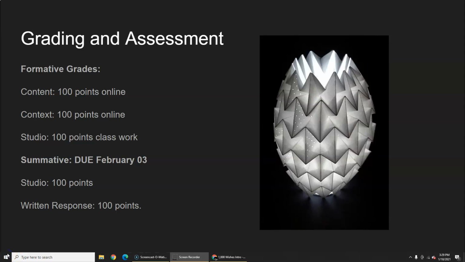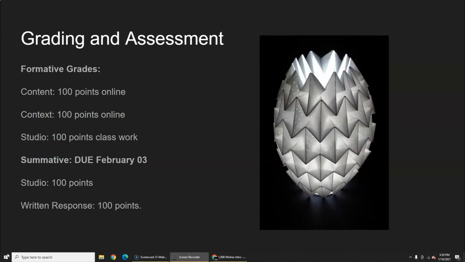Grading and assessment. For your formative grades, your content, you have 100 points altogether online. That's 25 points for each of the 4 days. Context, 100 points online. Again, 25 points for the days. And studio, 100 points of classwork. That's formative studio, where you are learning the folds and experimenting.